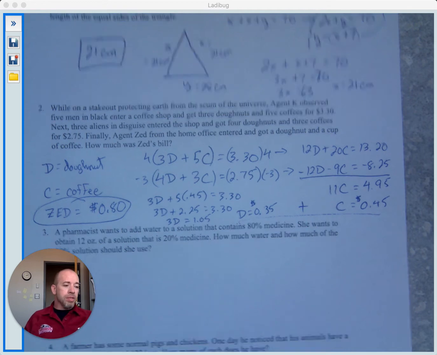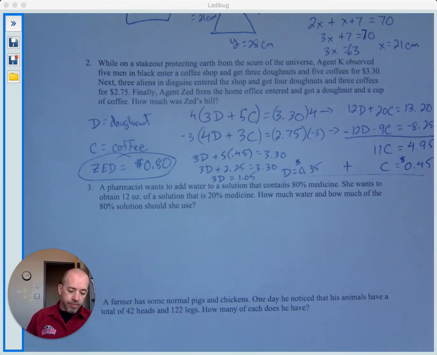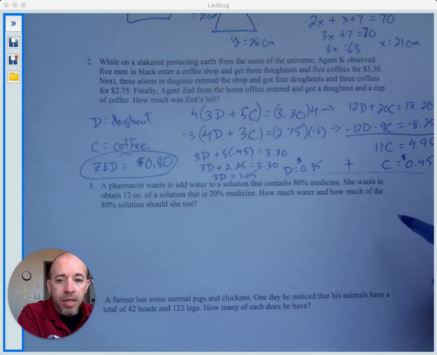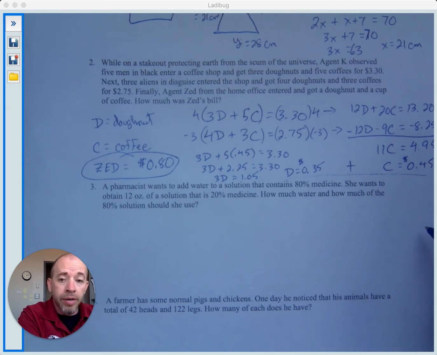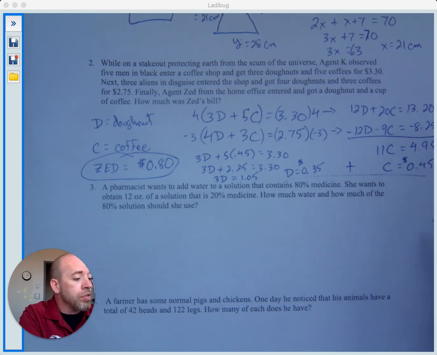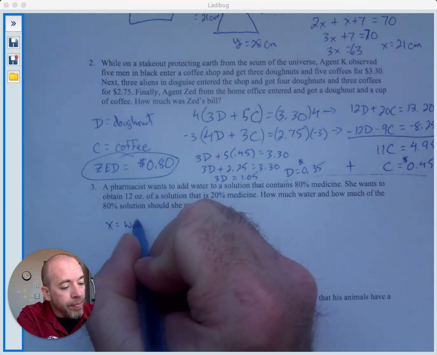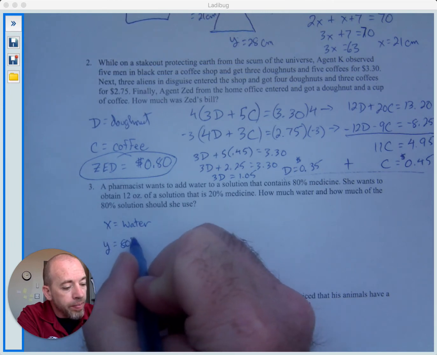Now the next one, these can be some of the harder problems, the mixture problems, but I'll try to help you a bit. We'll do this example anyway. So a pharmacist wants to add water to a solution that contains 80% medicine. And the goal is to get 12 ounces of a solution that's 20% medicine. We want to know how much water and how much of the 80% solution. So let's let X be water and Y be the 80% solution.